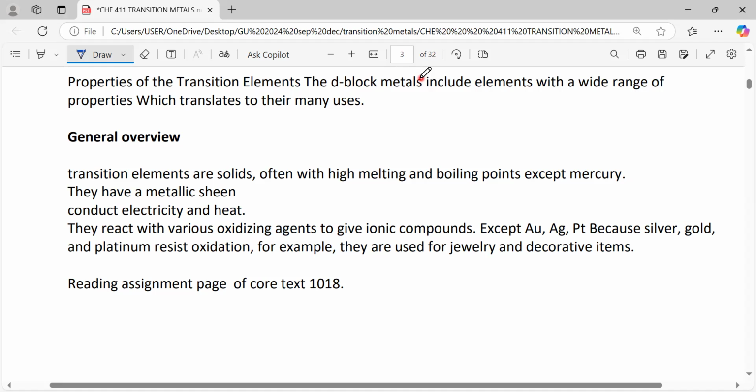Then they react with various oxidizing agents to give ionic compounds, except for silver, gold, and platinum. And these 4 elements usually resist oxidation, and they are very useful for making jewelry or for decorations.